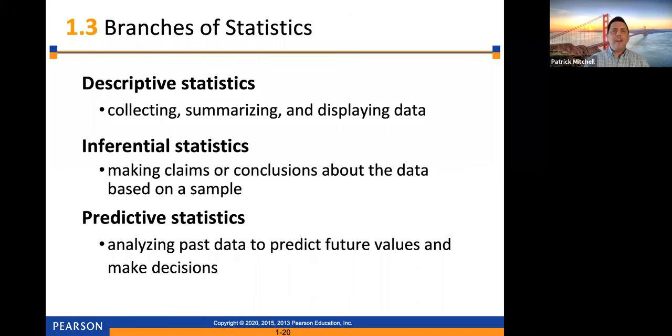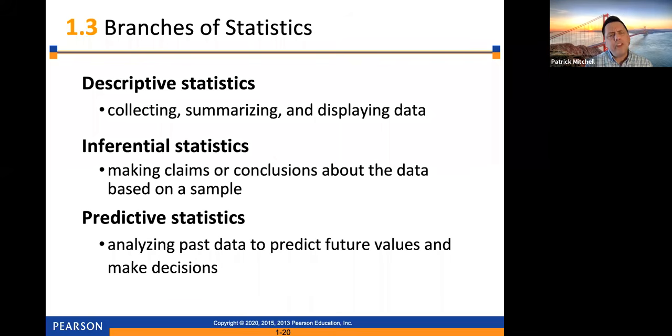All right, section 1.3, we have branches of statistics. First, we have descriptive statistics, which is actually the first thing that we're going to be doing in this course starting in Chapter 2. And that is collecting, summarizing, and displaying data. And then later on this semester, we're going to talk about inferential statistics, which is making claims or conclusions about the data based on a sample.